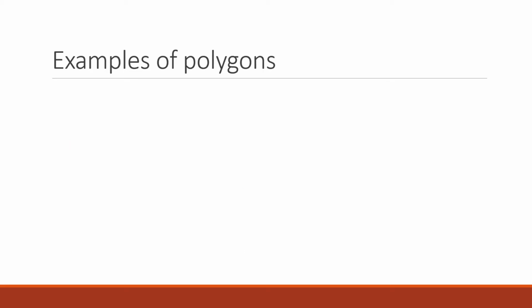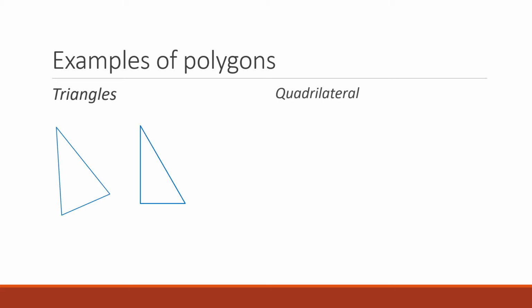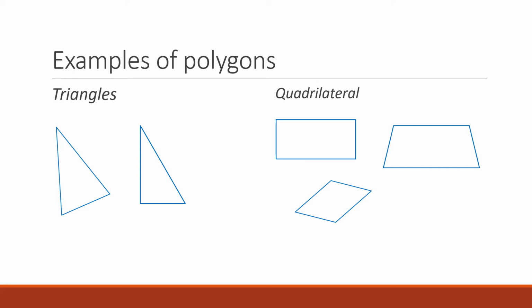So what are some examples of polygons? We usually classify them by the number of sides. So we have triangles and quadrilaterals, the four-sided ones: your favorite rectangle, your parallelogram, and a trapezoid.